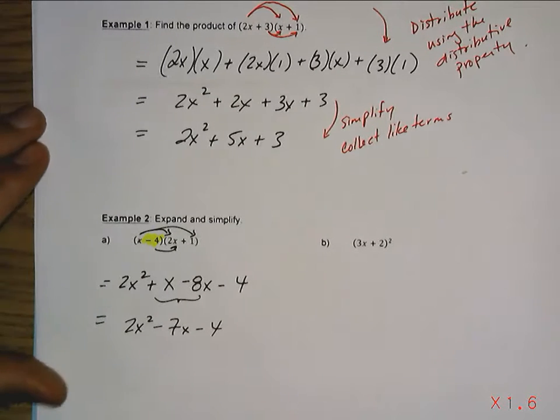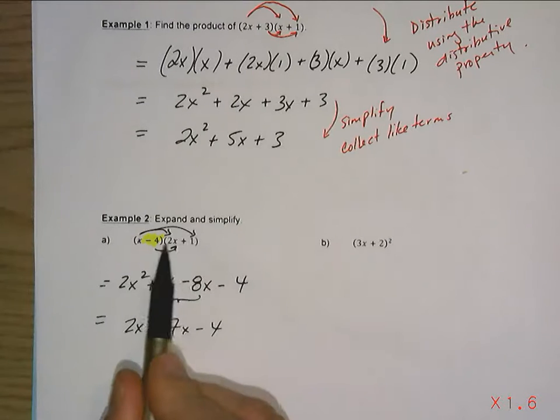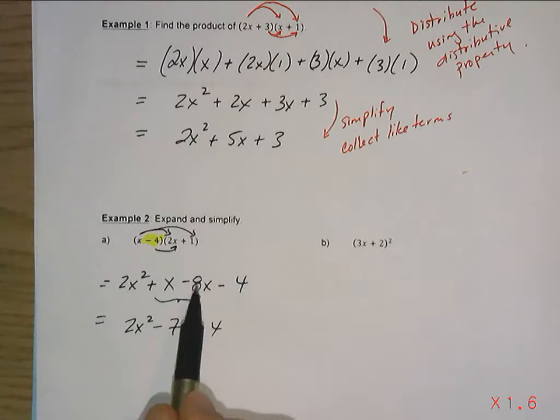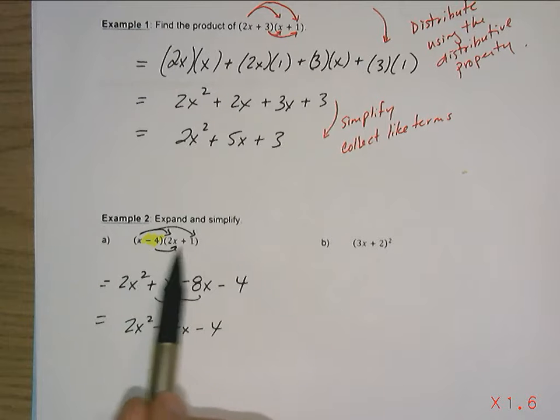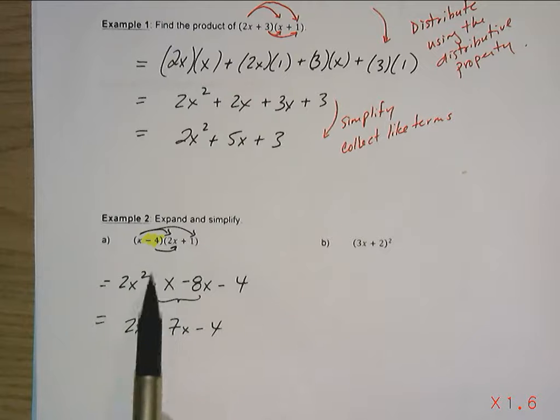That is the answer. Now notice we expanded 2 terms by 2 terms and got 4 terms. But then when we simplified, we went back down to 3 terms. But we now have what's called a quadratic. So notice when we take a binomial times a binomial with an x in one and an x in the other, we end up with an x squared, which is a quadratic.